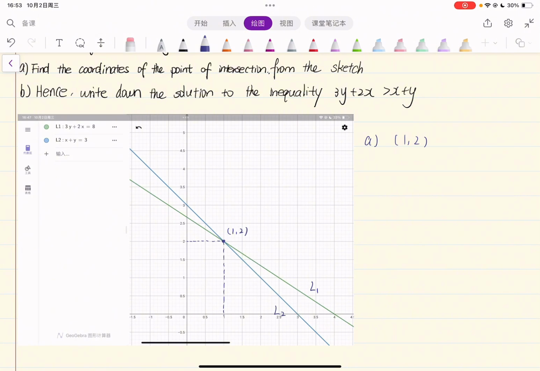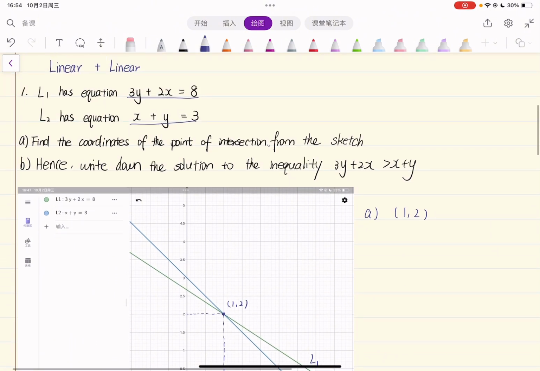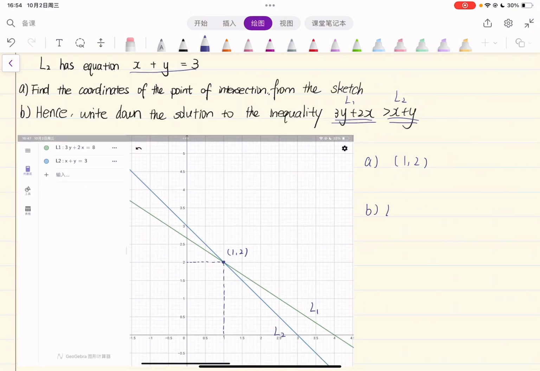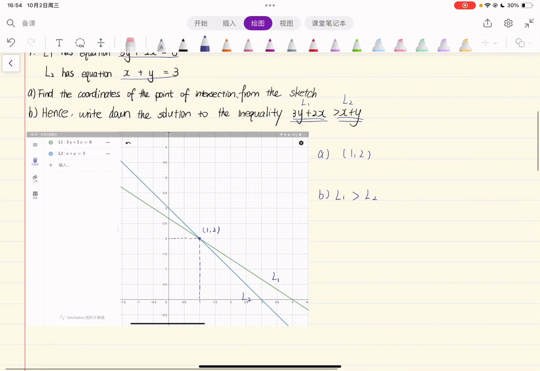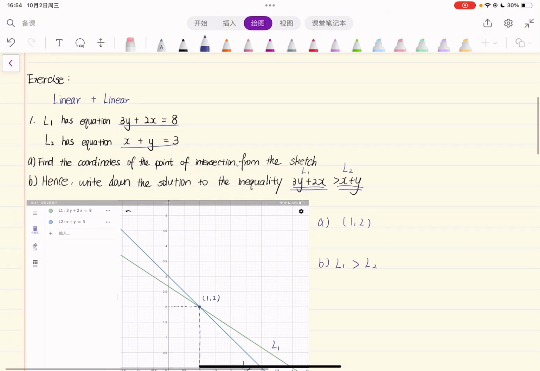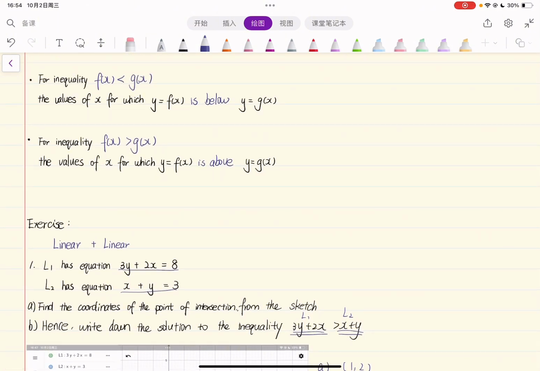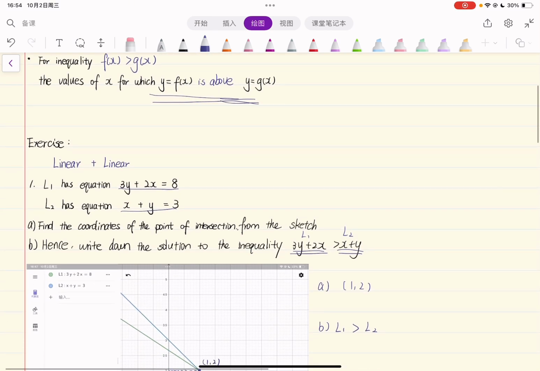And then in part B, it asks you to write down the solution to the inequality 3y plus 2x greater than x plus y. We can see that 3y plus 2x is linear 1, and x plus y is linear 2. You need to find where L1 is greater than L2. So what do we need to do? We need to find the values of x for which L1 is above L2.